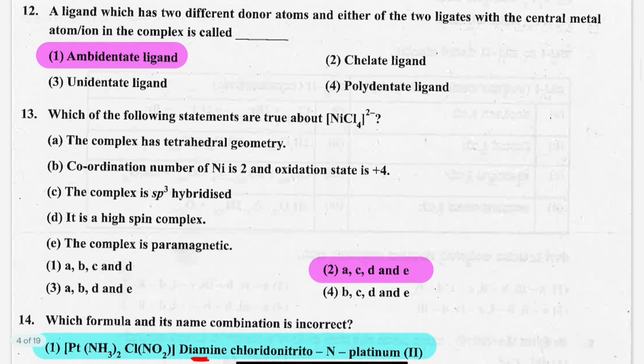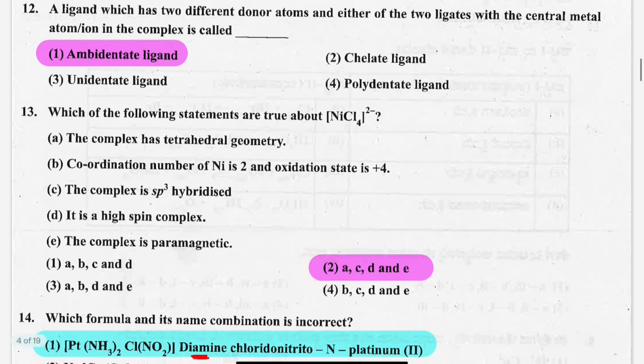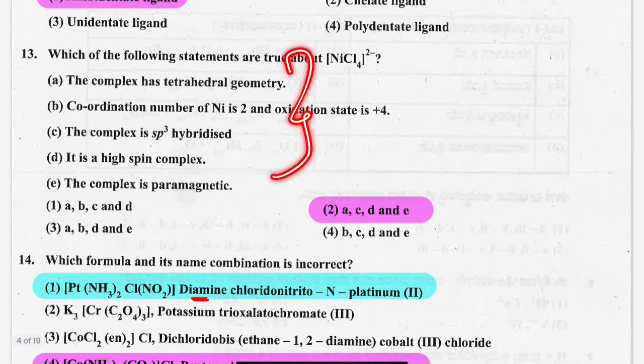Which of the following statements are true about NiCl4 2-? So here the options A, B, C, D, E. So this is the correct option, the second one. So all are correct.